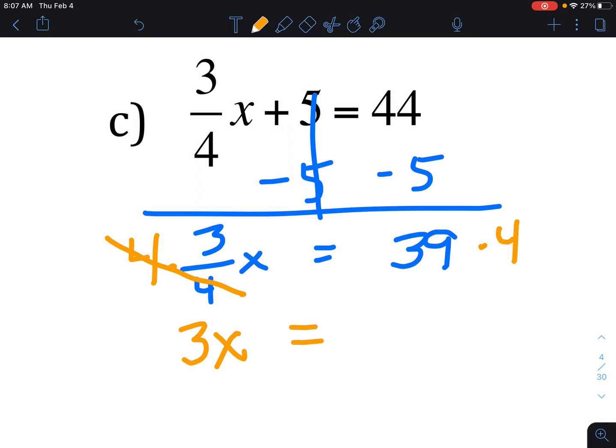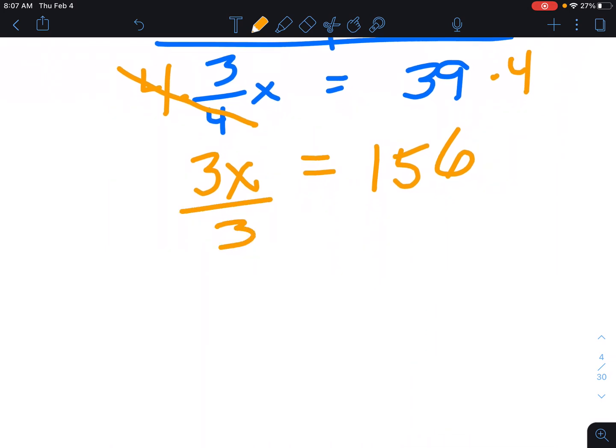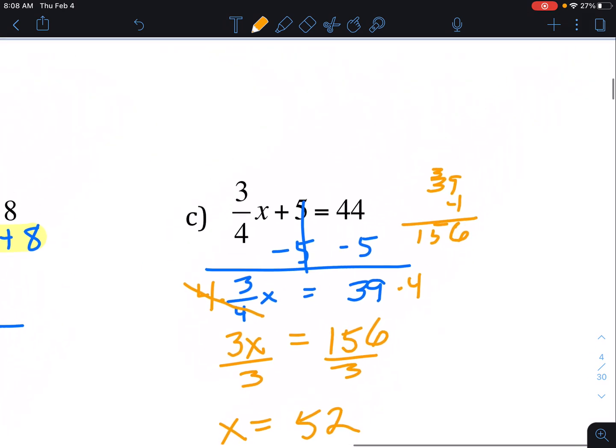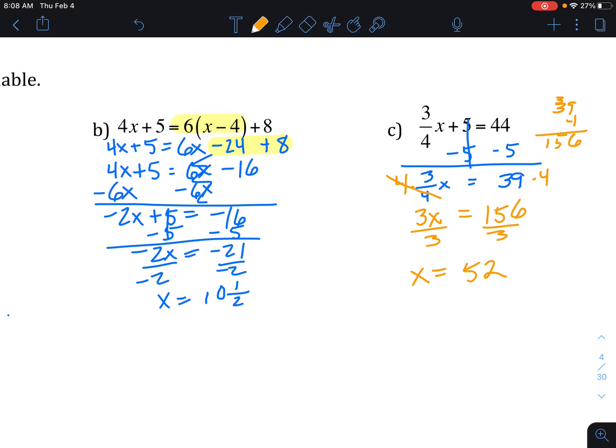And then 39 times 4, 36, 3 times 4, 12, 156. And then you can easily divide by 3. 15, 5. 52 is your answer. Remember, if you ever want to check your answers, you would take your potential answer, go back in the original problem, plug in for the x, and then use order of operations to see if both sides come out to be the same number.